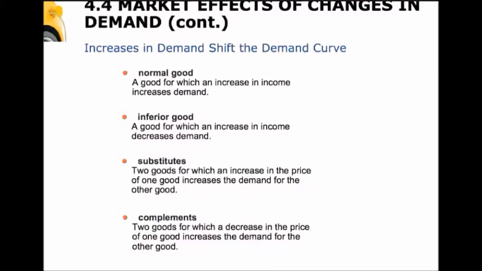What we're going to see is when income changes for a normal good, it has one effect on demand. For an inferior good, it has the opposite effect. And we're going to see the prices of substitutes and complements will affect the demand of the other goods. And so we can see lots of things are going to interact with the markets that we're looking at.